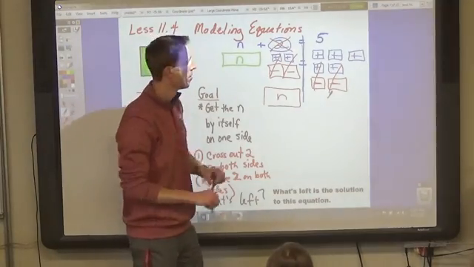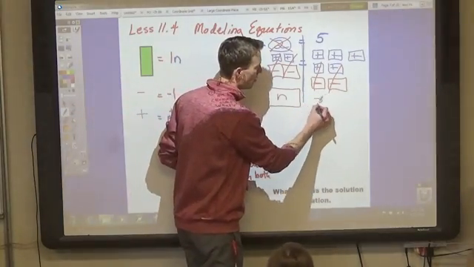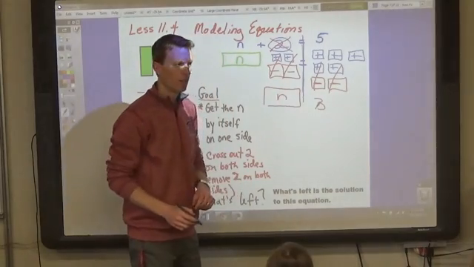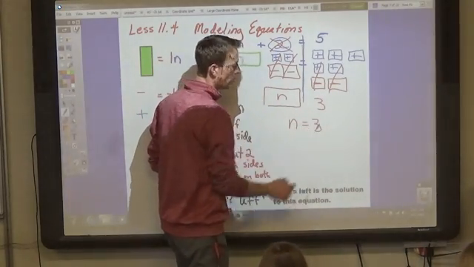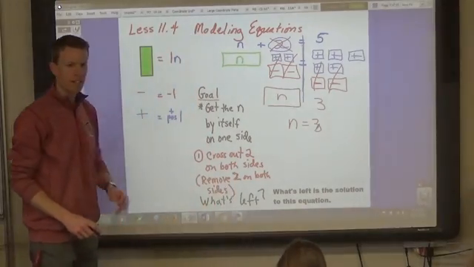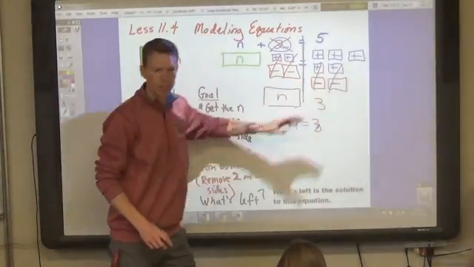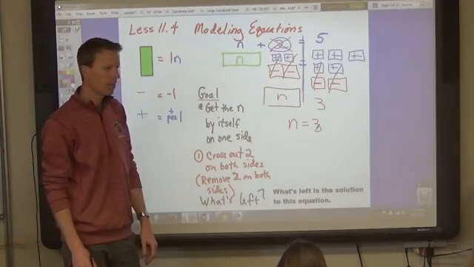X? Positive 3. That proves that n is equal to 3. That's all that's left. Okay?